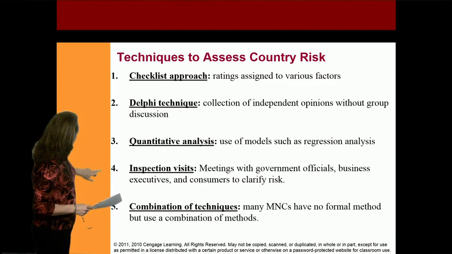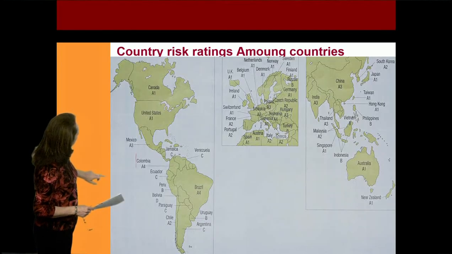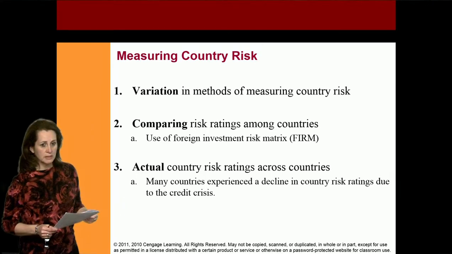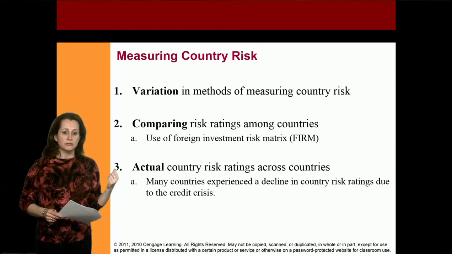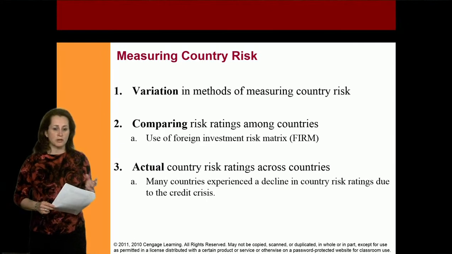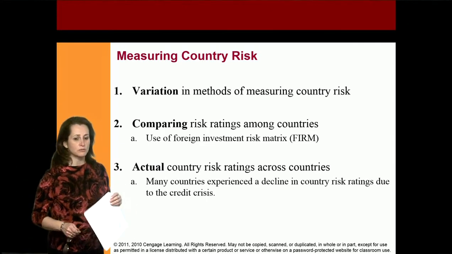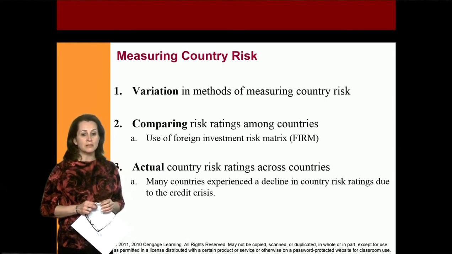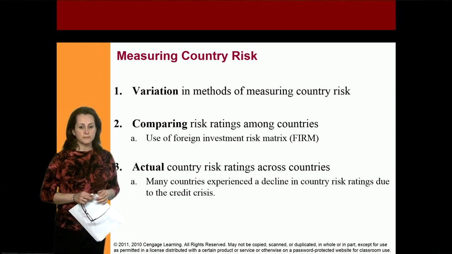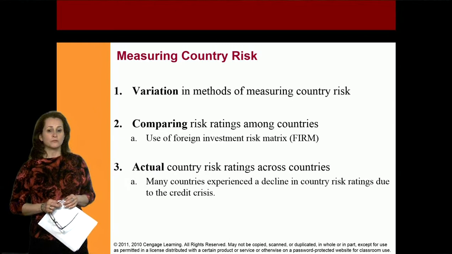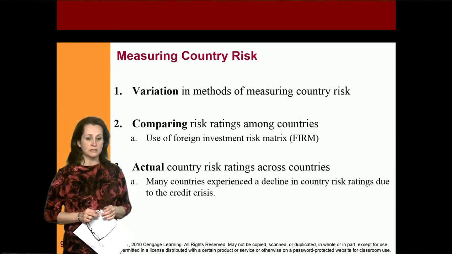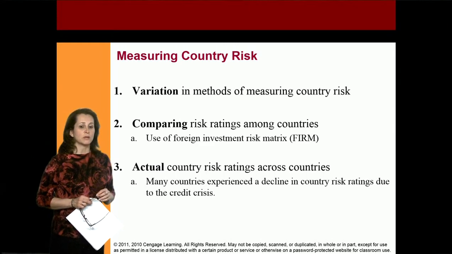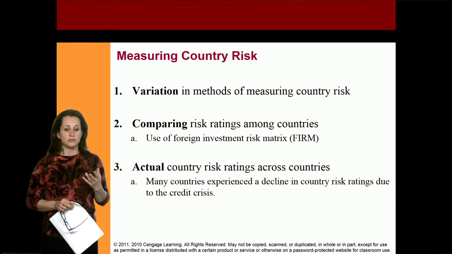So moving ahead, there are a couple more things that I want to mention. Here has to do with measuring country risk. Like I mentioned earlier, there is a variation of methods to measure country risk. There are all kinds of different ways that multinational corporations can measure that. Comparing the risk ratings among countries can be done through the use of a foreign investment risk matrix. And so there can be a much more accurate way to utilize this type of matrix.